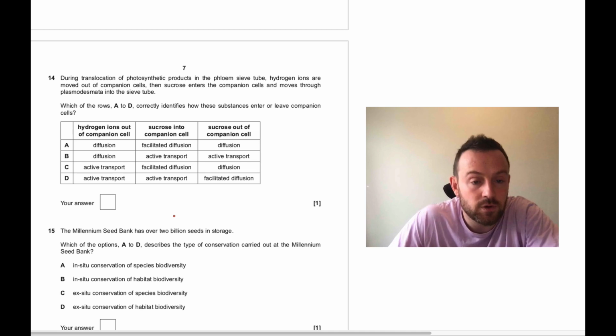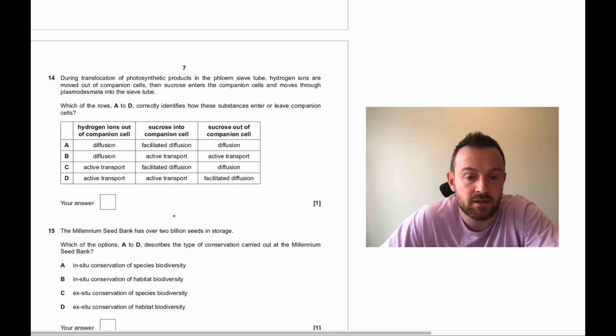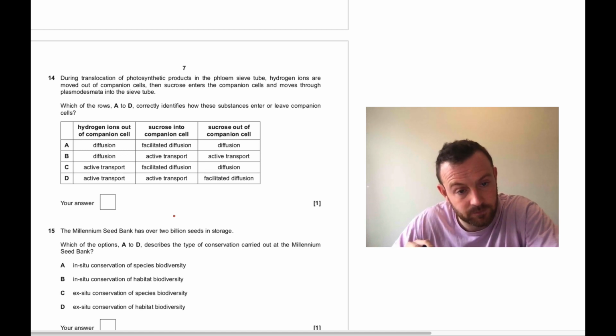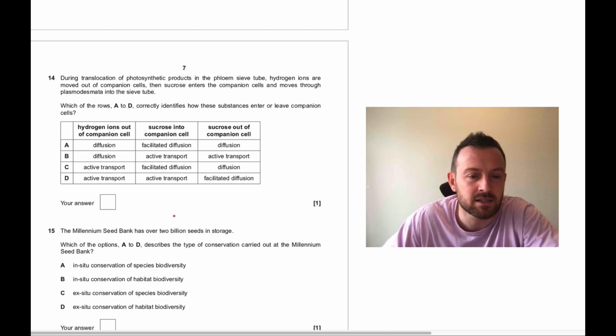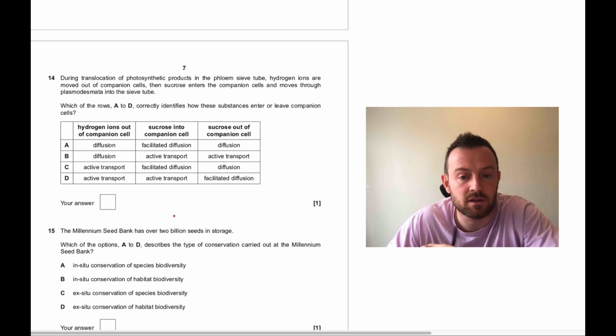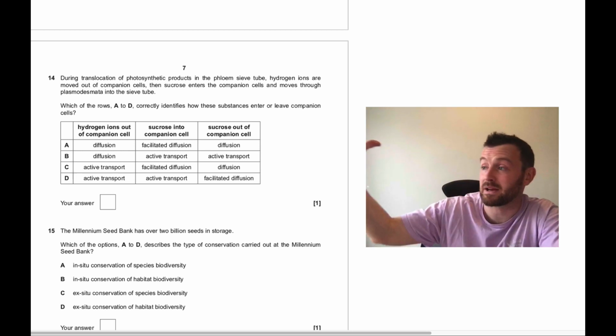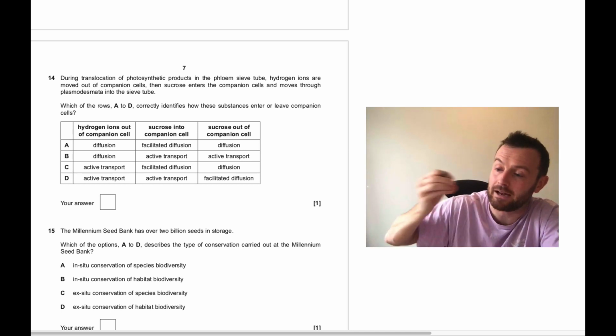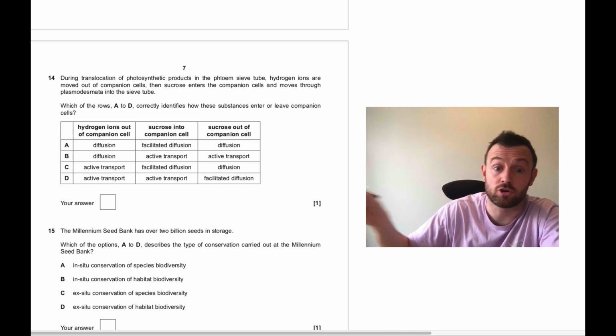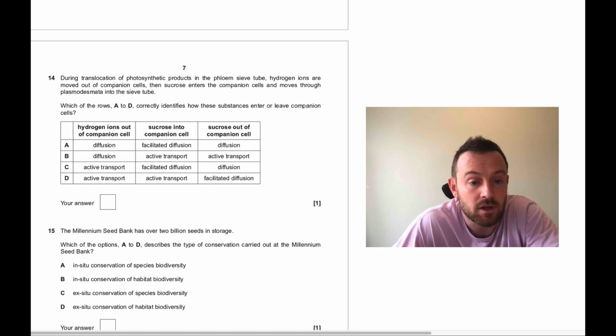14. During translocation of photosynthetic products in the phloem sieve tube, hydrogen ions are moved out of companion cells and they move into the sieve tube elements. Then sucrose enters the companion cells and moves through plasmodesmata into the sieve tube. Sorry, I misspoke there. The H+ ions go out of companion cells and then come back in, with co-transport of sucrose. So enter or leave the companion cells.